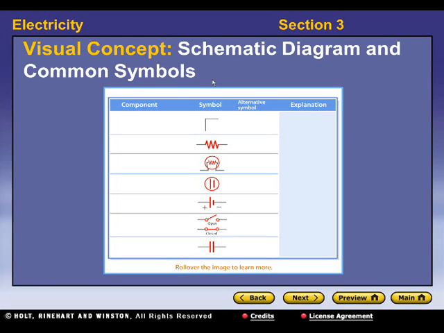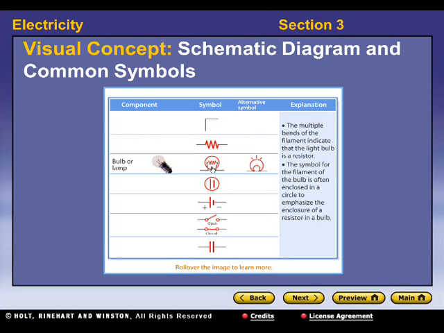Here are some schematic diagrams and visual concepts on the different parts. First part here, you have a wire or conductor that's just a straight line. In this case, it's got a right angle in it. That does not have to be a bent wire. It could be just a wire. It's just used to show you that that is a wire connecting certain parts of the circuit. Kind of a sawtooth shape here. That is a resistor that resists the movement of charges.